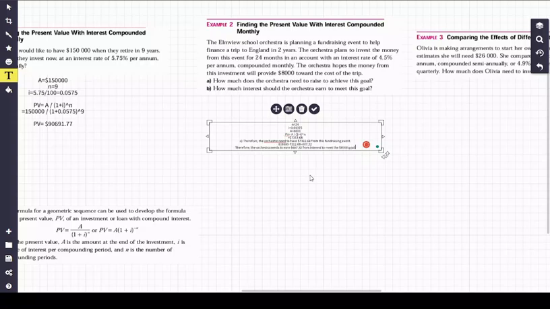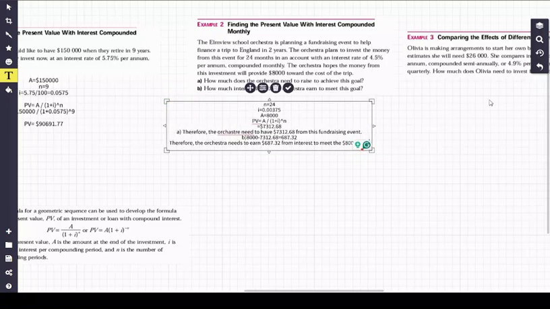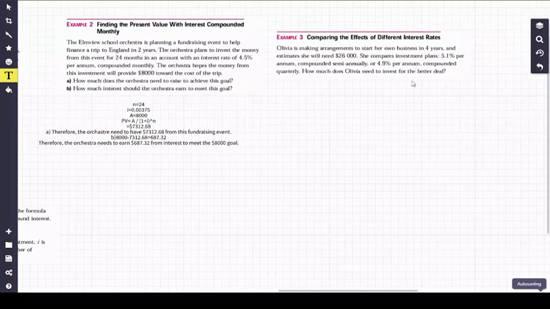Now, 8,000 is definitely worth it to go on a trip to England, not going to lie, but we still have to do the next question. Olivia is making arrangements to start her own business in 4 years. She believes she will need $26,000, and she compares investment plans: 5.1% per annum compounded semi-annually, twice a year, or 4.9% per annum compounded quarterly, so 4 times a year.